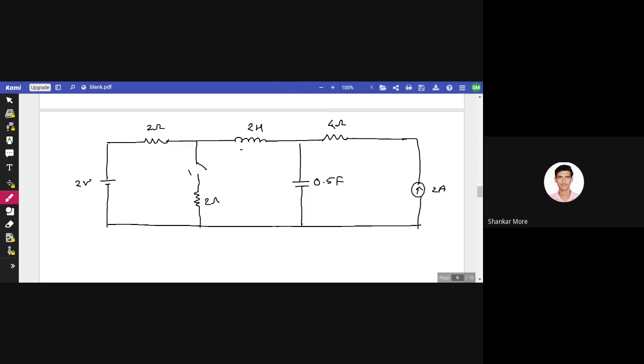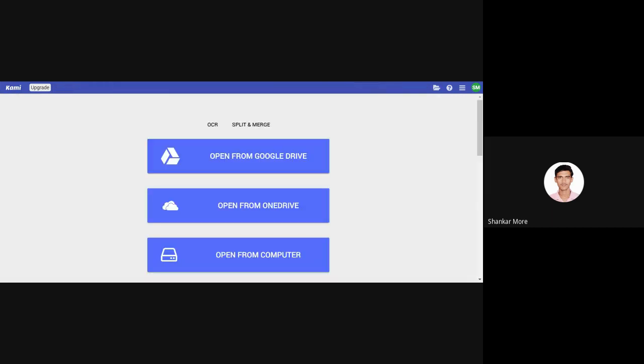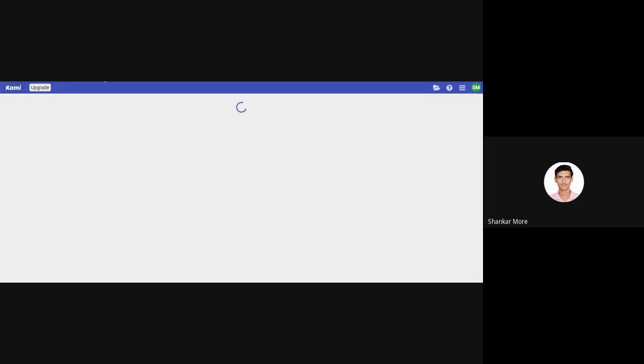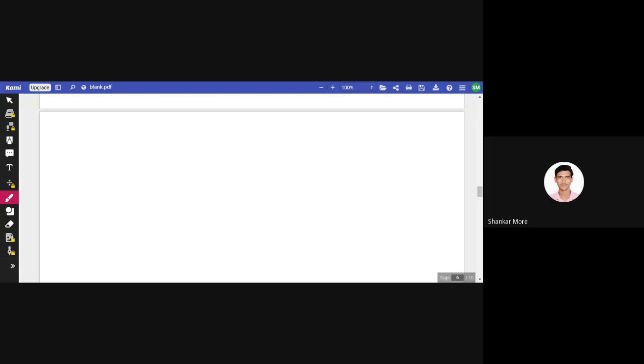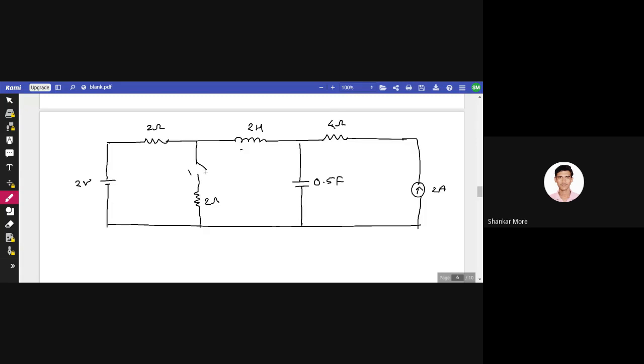Just one more thing, this switch is closing, but this switch is closing at t is equal to 0. t is equal to 0 पे स्विच क्लोज हो रहा है. Okay, so this is t is equal to 0 पे ये स्विच क्लोज हो रहा है.